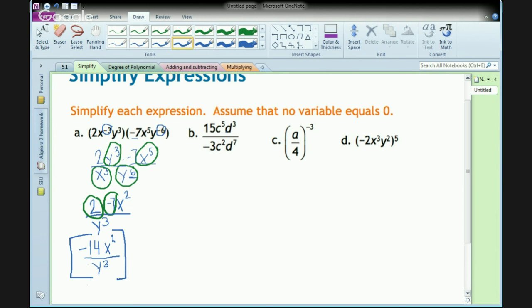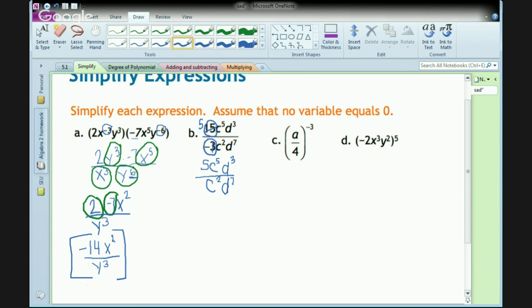Letter B, I noticed that I have a 15 and negative 3. So I'm going to simplify those first. Negative 3 divided by negative 3 gives me a 1. So I don't have to really write that 1. If you want, you can put the 1 there, but you don't have to. And then 15 divided by 3 is going to give me a 5. So far what I have is 5, c to the 5th, d to the 3rd, all over, I can put the 1, but I'm not going to, c squared, d to the 7th.